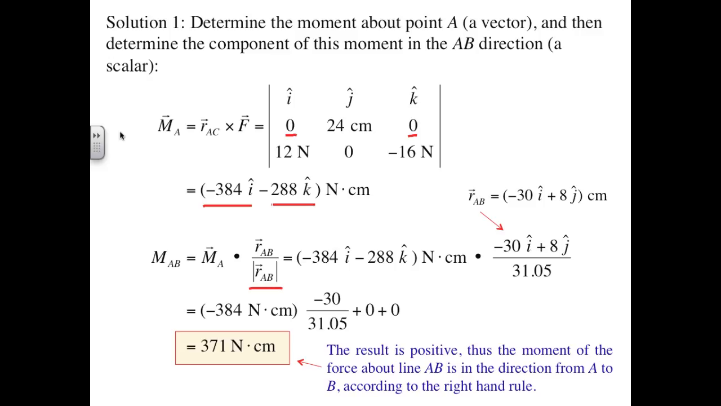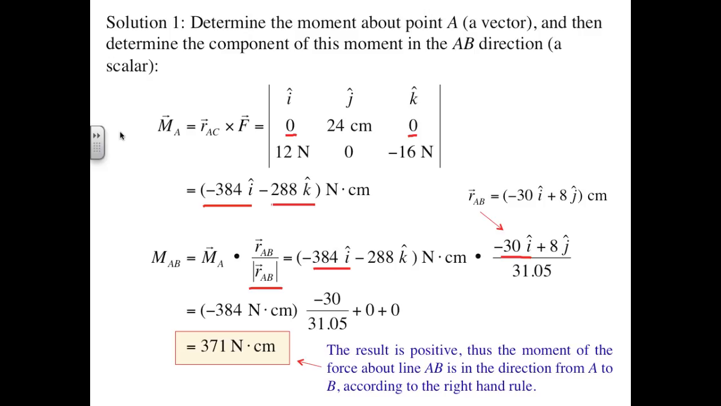We can see that that has a component in I and a component in J, and so the only result that will survive from that dot product are the dots of the two I components into each other, and that ends up giving us minus 384 Newton centimeters times the ratio of minus 30 to 31.05. That gives us a result of plus 371 Newton centimeters.